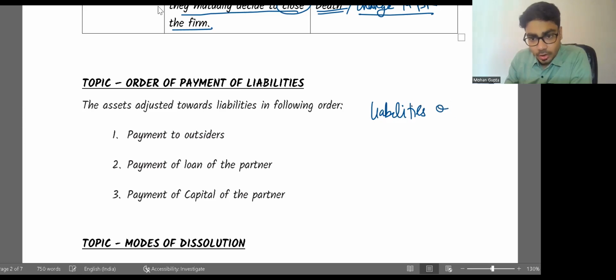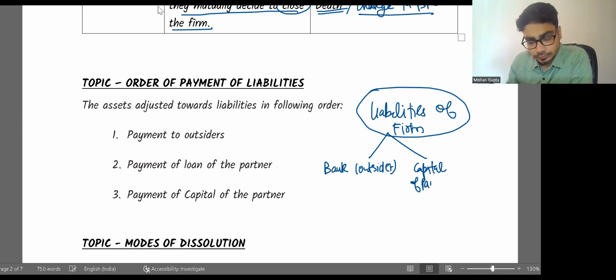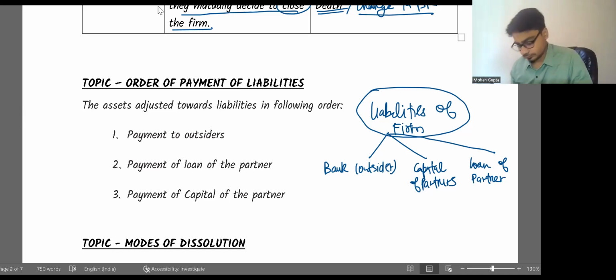The liabilities of the firm include three things. Number one is payment to the bank, basically the outsider. The next is payment towards the capital of partners. And third is payment towards the loan of a partner. So a partner, Santa, gave a loan to the business in times of difficulty. He gives a loan, not capital. Only Santa has given the loan.